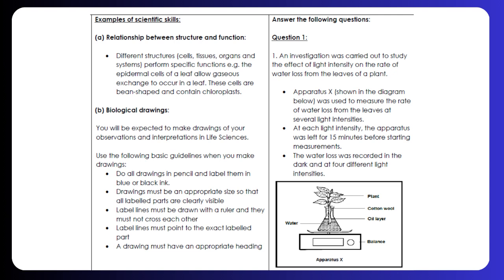Label lines must be drawn with a ruler and they must not cross each other. Label lines must point to the exact label part. A drawing must have an appropriate heading.